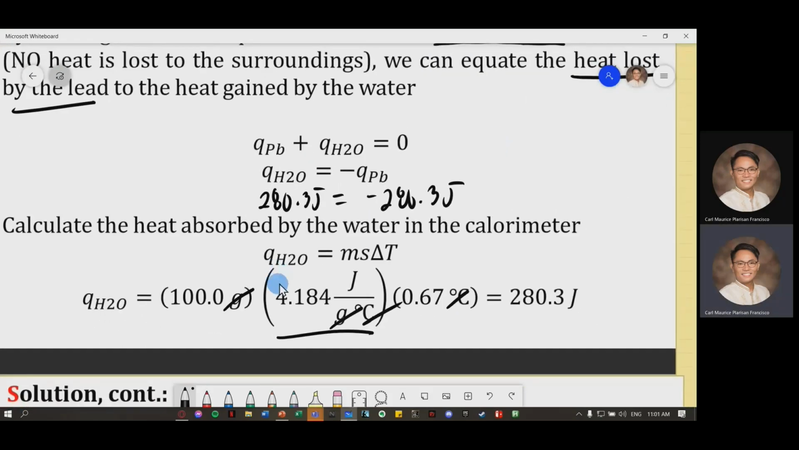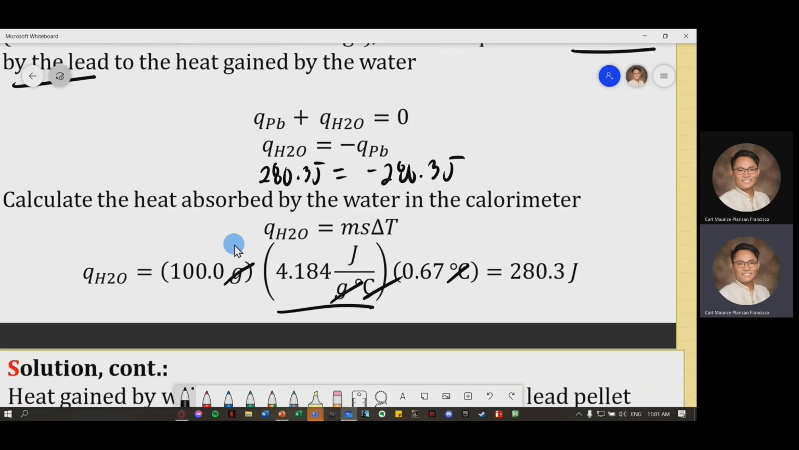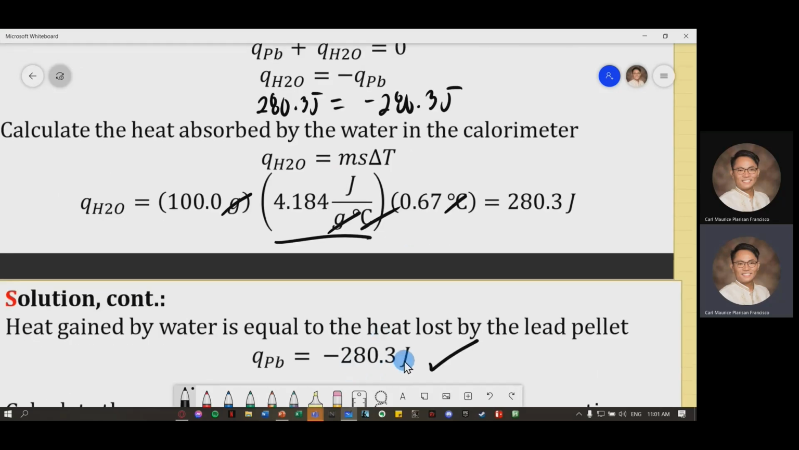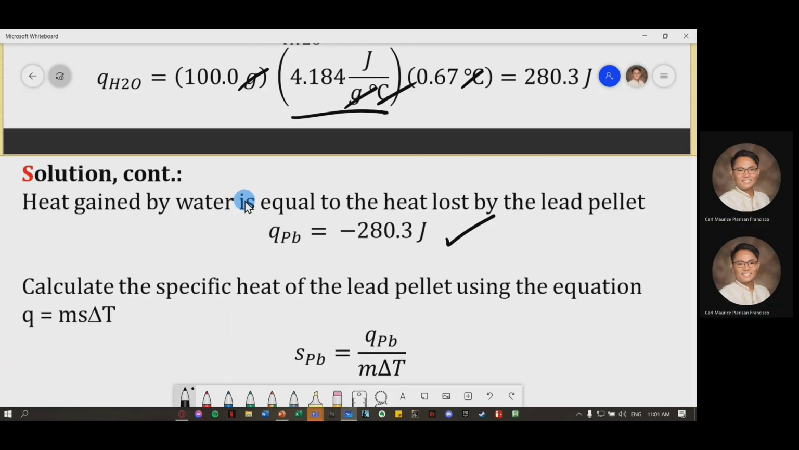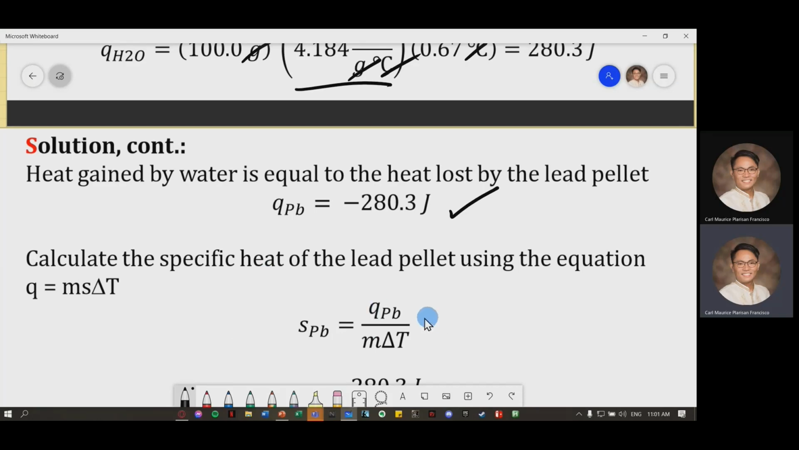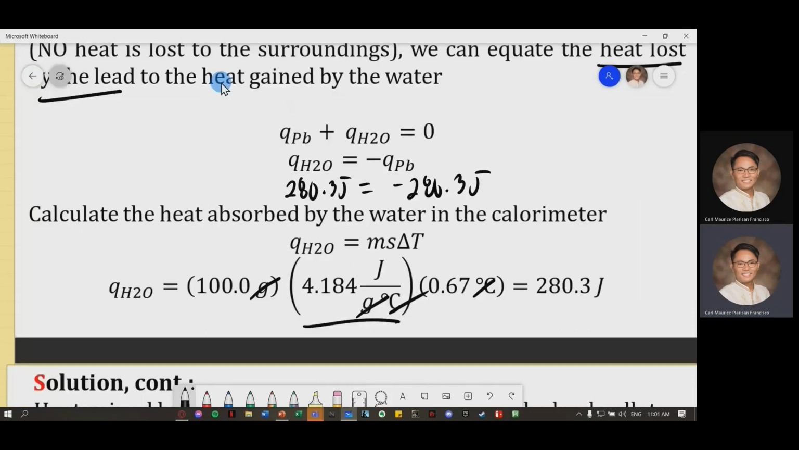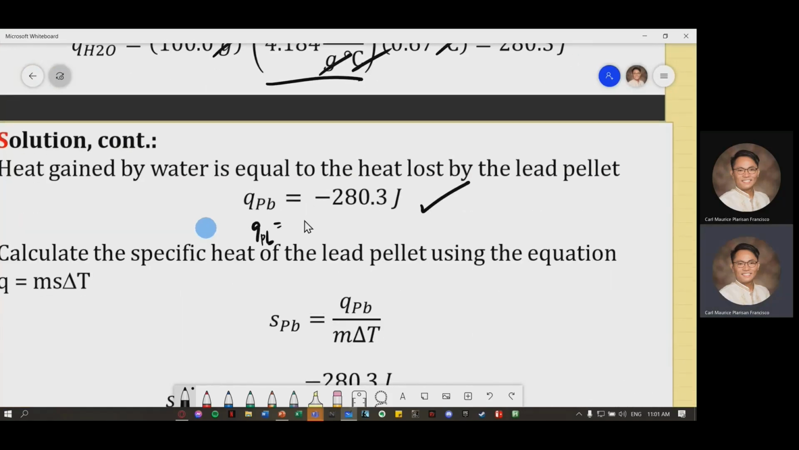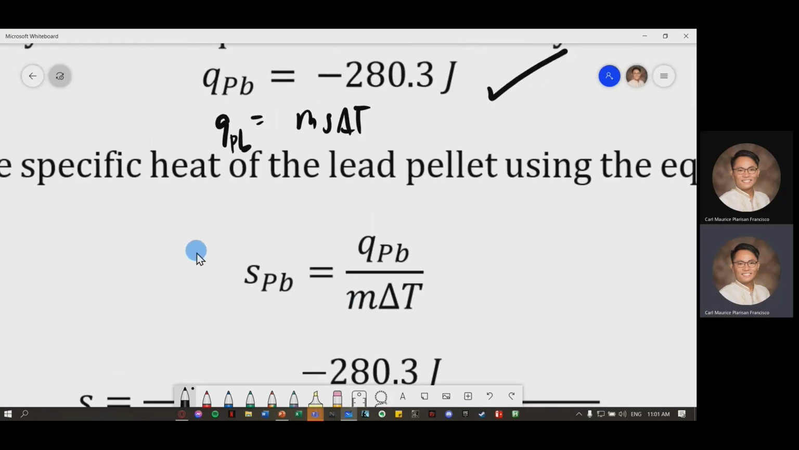Okay, so that means our heat is 280.3 joule for water. And since we have computed the heat of water and the relationship is mentioned here, that would be negative 280.3 joule heat loss for lead. And then next step, we simply solve for the specific heat of lead. So coming from the equation Q of Pb, Q is equal to ms change in T. Rearrange the equation.